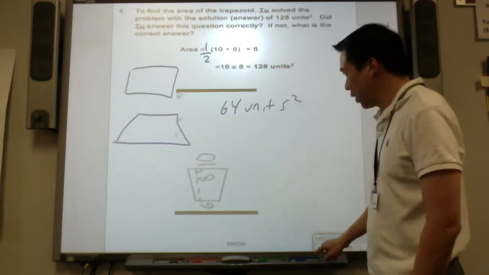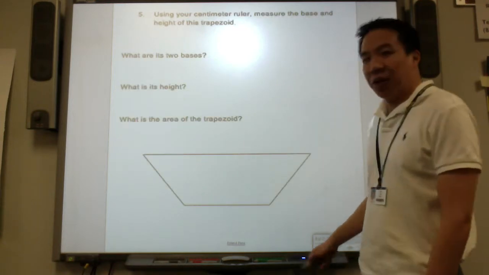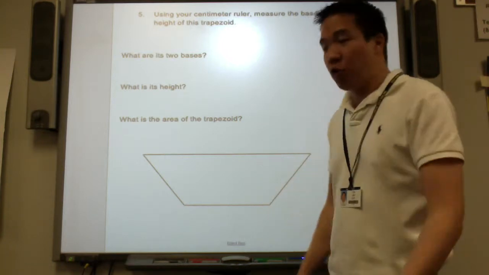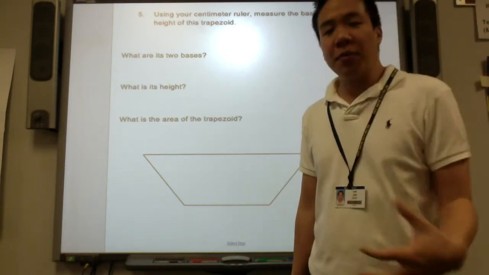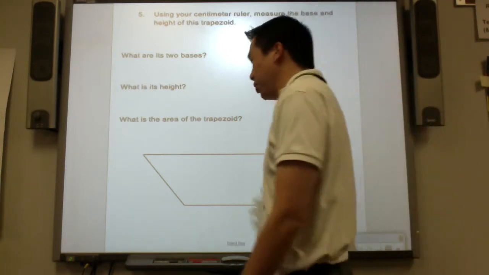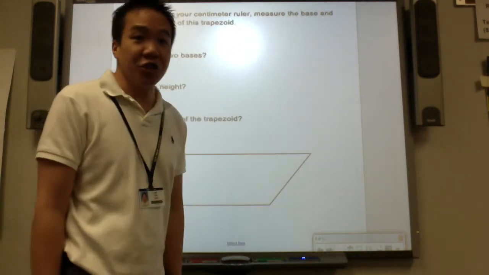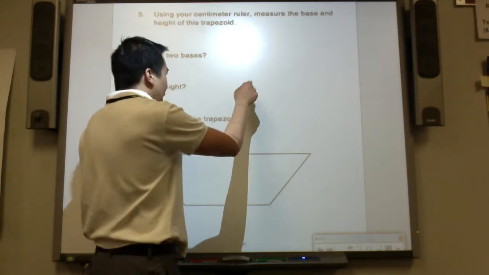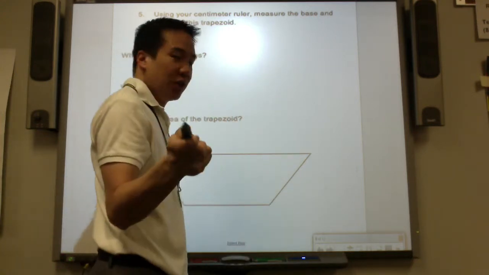So how do you find the area? Let's go back here. How do you find the area of a trapezoid? Pick which formula you like. Again, you don't have to memorize these. I personally don't memorize it either. You are given a reference chart during the STAR examination in April, and you'll be given one in class too.